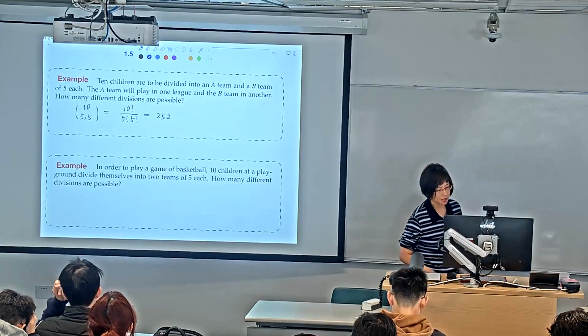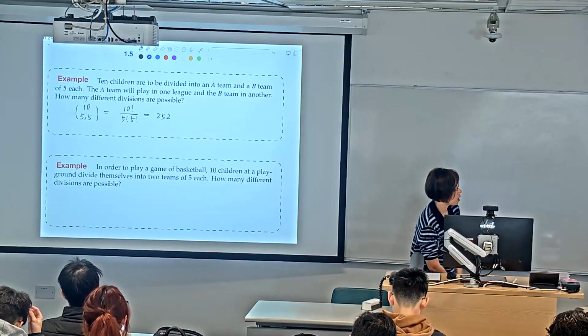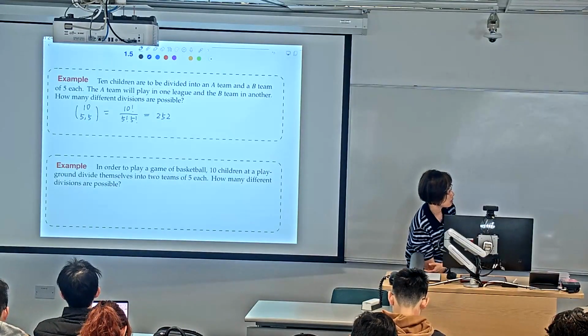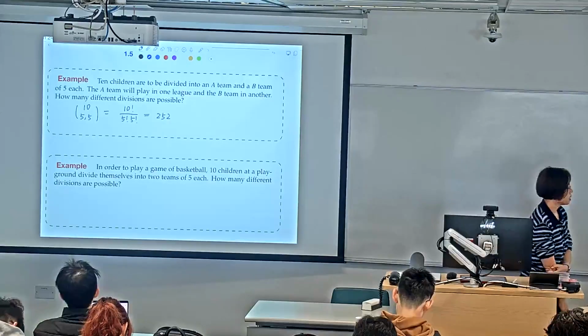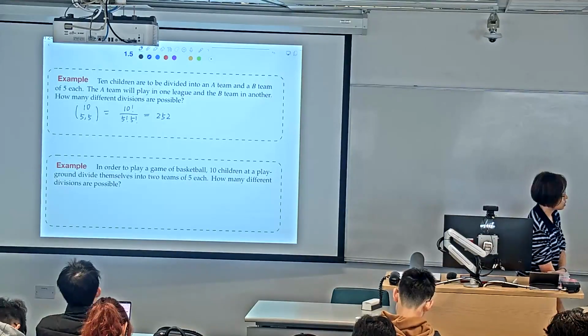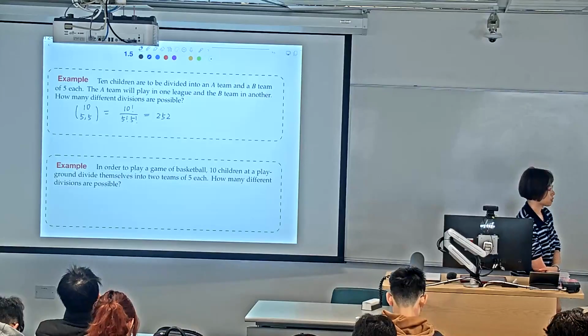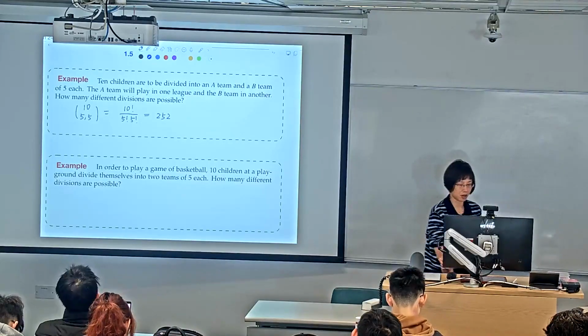The next example is slightly different. In order to play a game of basketball, 10 children at a playground divide themselves into 2 groups of 5 each. How many different divisions are possible?